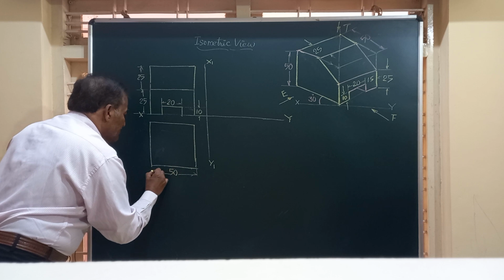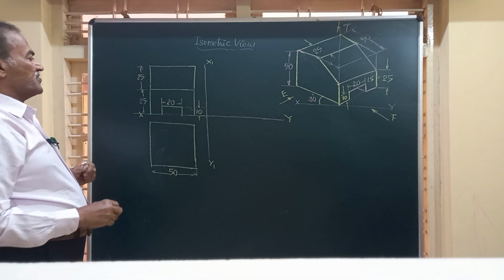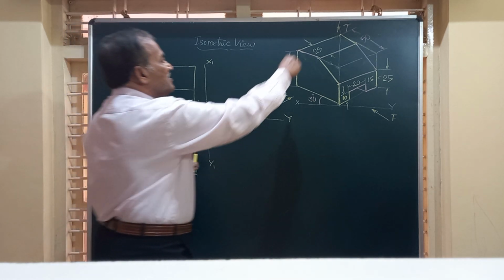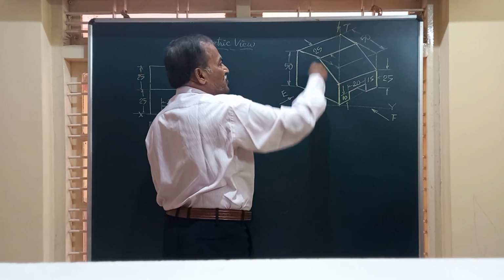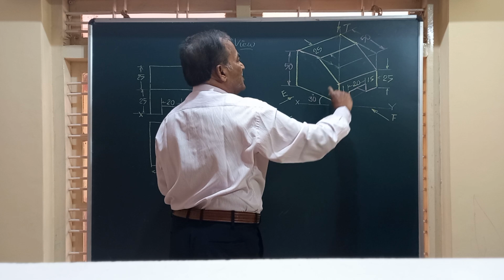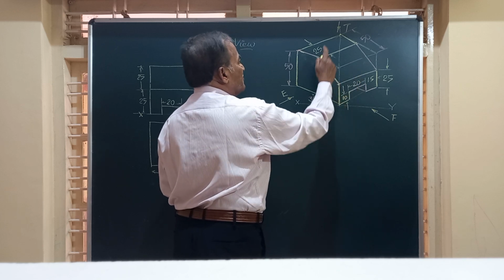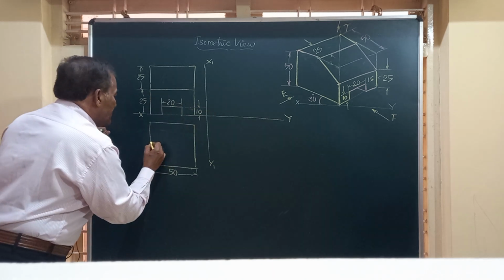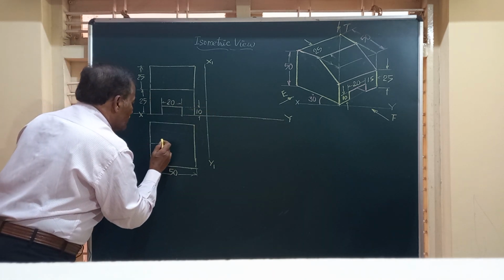So this has got a dimension 50, this is also 50. Friends, I am writing the top view. There you can see when you look from the top, you get a rectangle for this, another rectangle for this. This is going to be a rectangle of what width? 25.